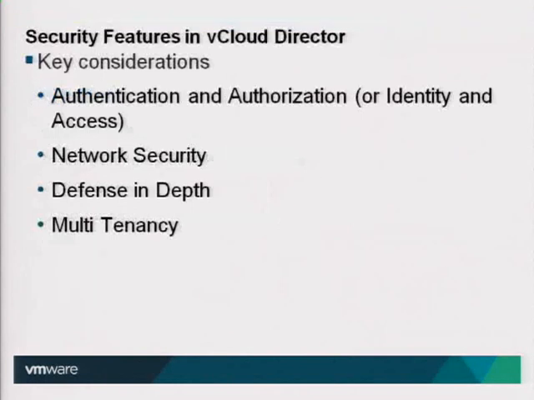So, as I kind of mentioned, there are 4 things that I want to talk about. One of them is how we do authentication and authorization, or identity and access. Then we'll talk about the network security aspect, which is mainly centered around the vShield Edge appliance. And I'll spend some time talking about the different kinds of networks that we support in the product and how you can use those.